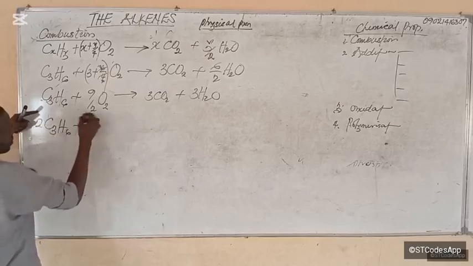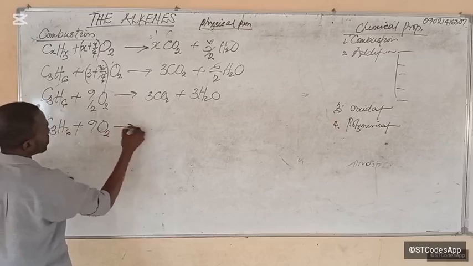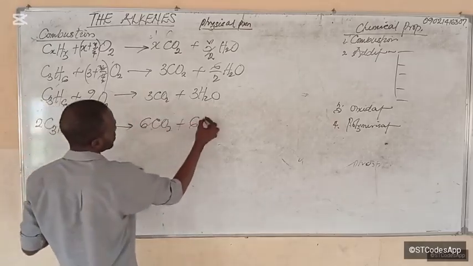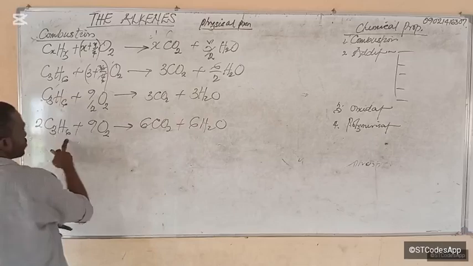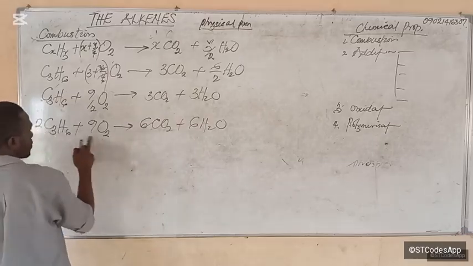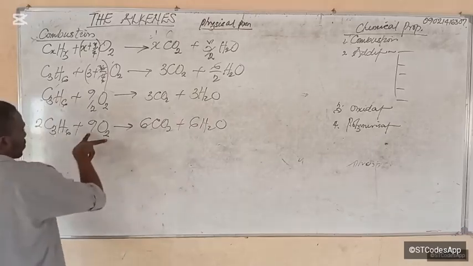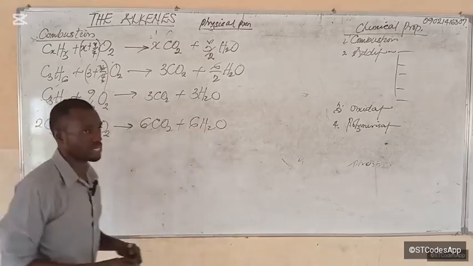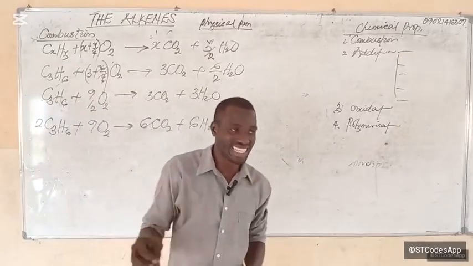2 C3H6 plus 9 O2 to give 6 CO2 plus 6 H2O. Let's see. 12 hydrogens. Oxygen is now 6 carbon. Oxygen 18. 6 plus 12. That's correct. So this is the general combustion reaction of alkenes.